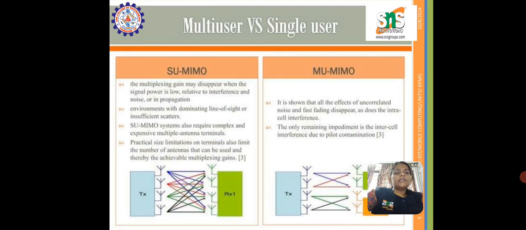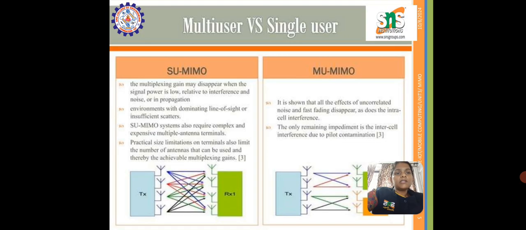Next, let us see the difference between multi-user versus single user. In single user MIMO, the multiplexing gain may disappear when the signal power is low relative to the interference and noise, or in propagation environments with a dominating line of sight and insufficient scatterers. Single user MIMO systems require complex and expensive multiple antenna terminals, whereas the practical size limitation on the terminals also limits the number of antennas that can be used for multiplexing gain.